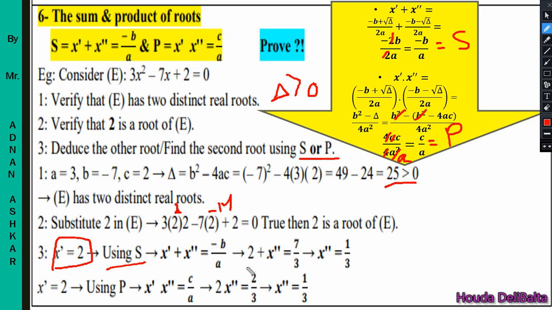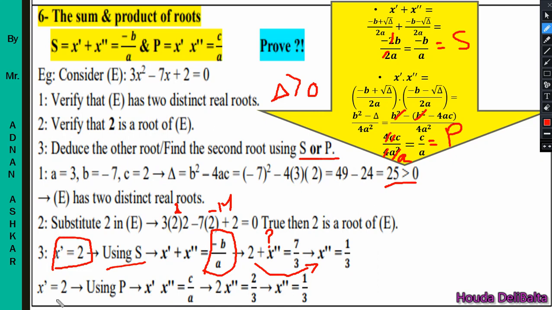Then this is x prime, which is calculated here and verified here that it is a root, it is 2, plus the other root, which is x double prime, is equal to the sum. And the sum is equal to minus b over a. And minus b over a, from the equation, is 7 over 3. Thus, definitely, x double prime is 7 over 3 minus 2, which is finally 1 over 3.